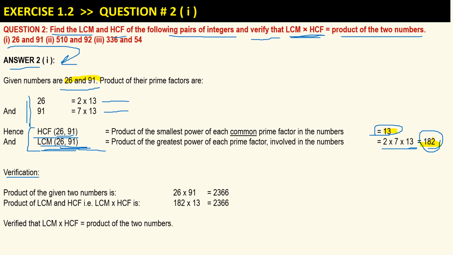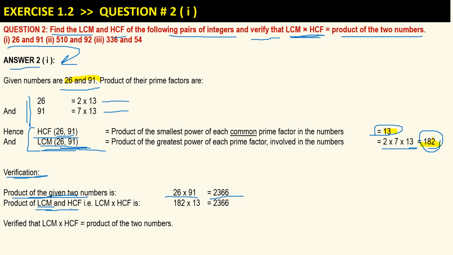And now let's do the verification part. What it says is that we have to verify that the product of the given two numbers is equal to the multiplication of the LCM and HCF of those two numbers. So let's see what the product of the given two numbers is. That will be 26 multiplied by 91, which is equal to 2366.